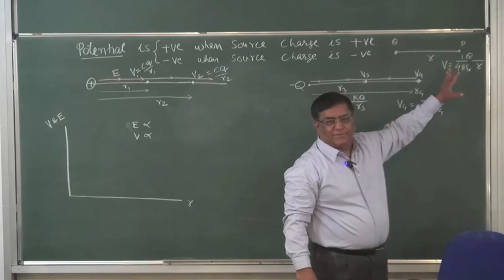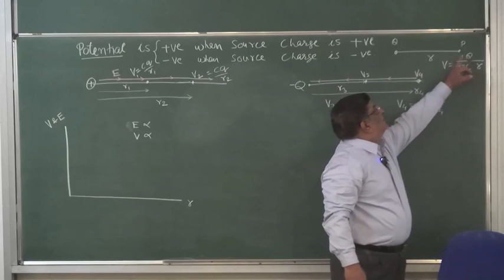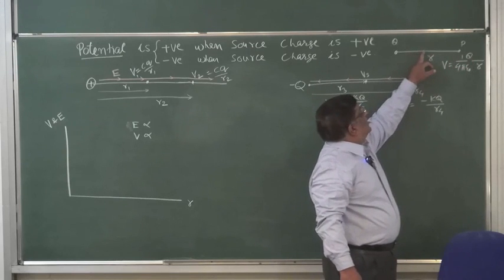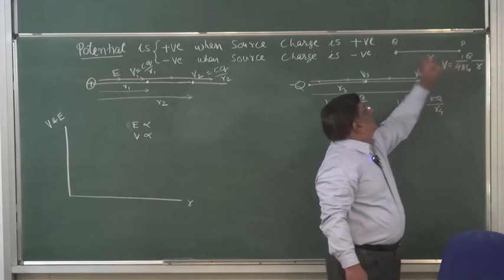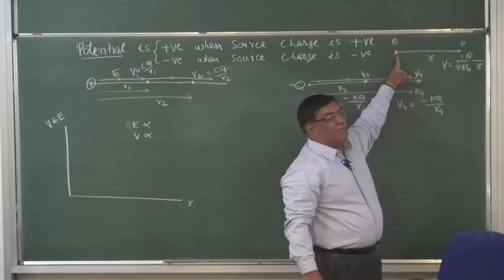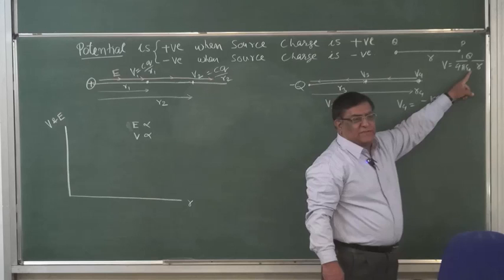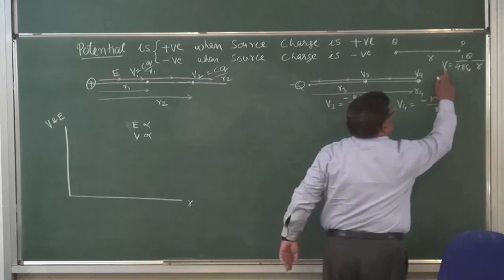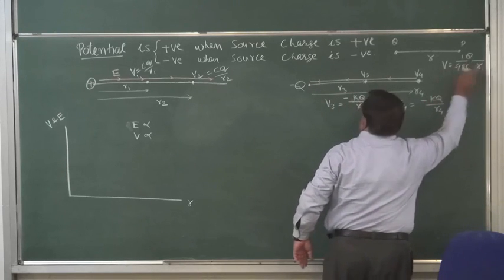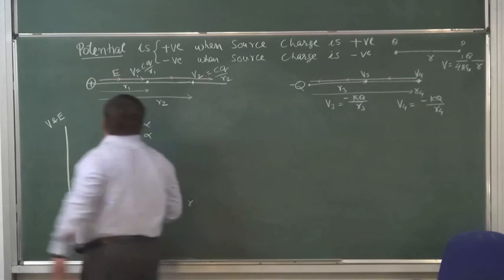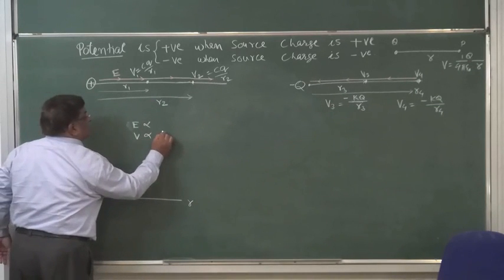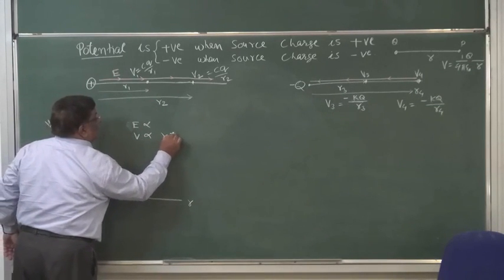Is it clear to you? If we change R, there is no change in the value of Q. This is a constant. So we can say V is proportional to 1 upon R.